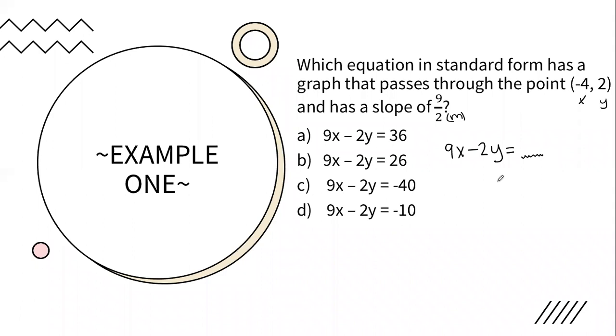Yeah. What could I do? Oh, plug them in where the x and y are. Oh, perfect. I can just plug them in. If -4 is an x, here's an x right here. Why don't I just plug it in? If 2 is a y, I'm going to plug it in for y. So 9 times -4 minus 2 times 2, I need to see what that equals. And that will give me my C value.